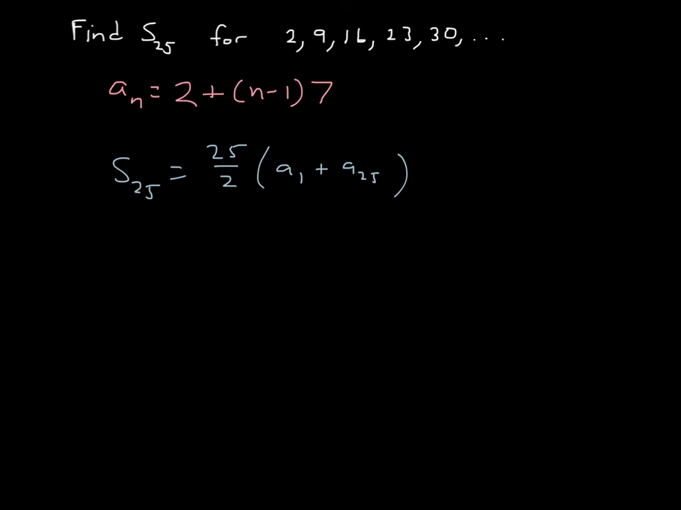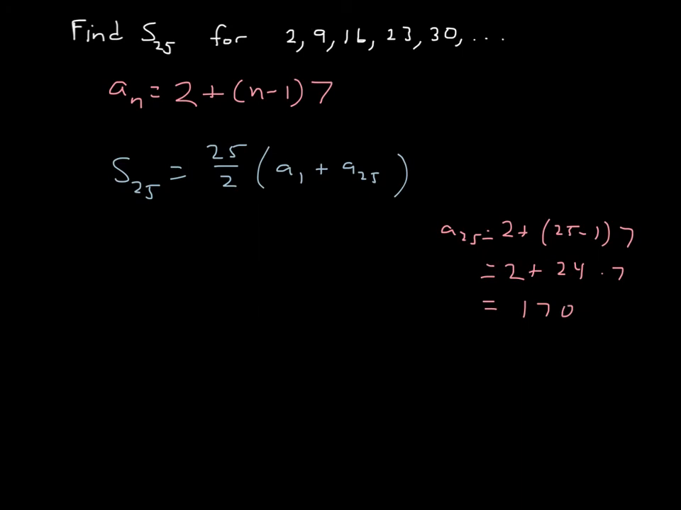Well, I have my general term, a sub n equals 2 plus n minus 1 times 7. So I know a sub 25 is going to be 2 plus 25 minus 1 times 7. I need to calculate that 25th term. So I'm just going to go through and do that. That's going to be equal to 2 plus 24 times 7, which comes out to be 168. So the 25th term of our sequence is going to be 170.